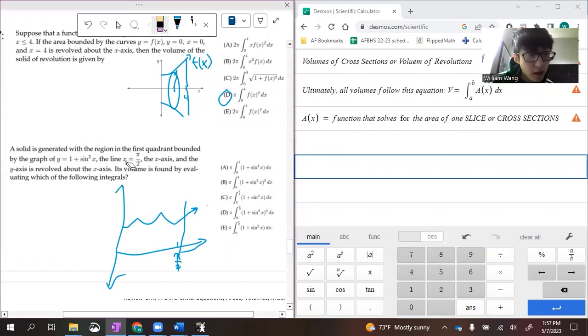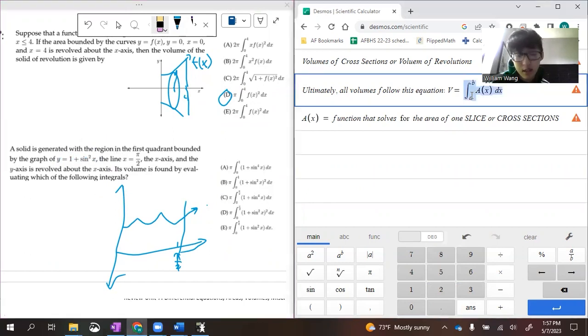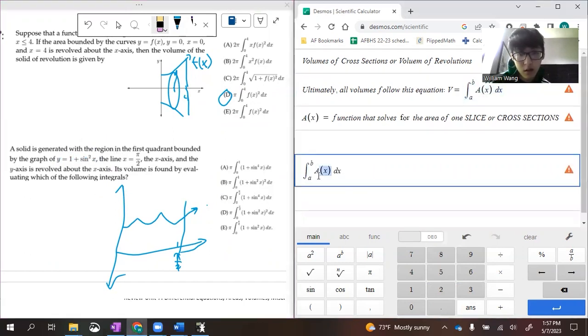Its volume is found by evaluating which of the following integrals. All right, let's not overthink this. So if I revolve this around, I'm not even going to draw it this time. This would be my radius, right? So my area first is pi r squared, because I'm integrating a bunch of circles since I'm revolving it around. My radius depends on the upper minus lower.